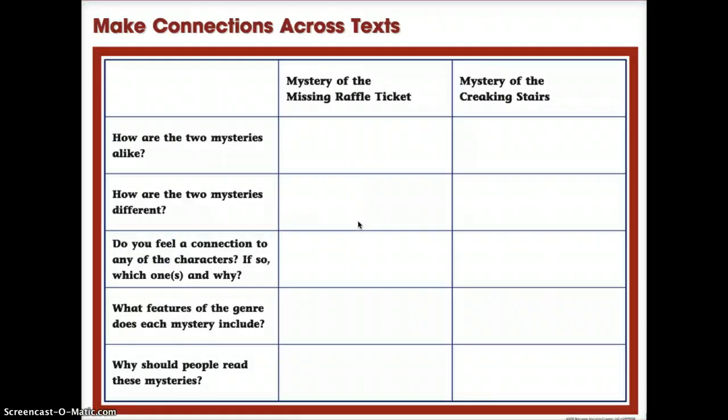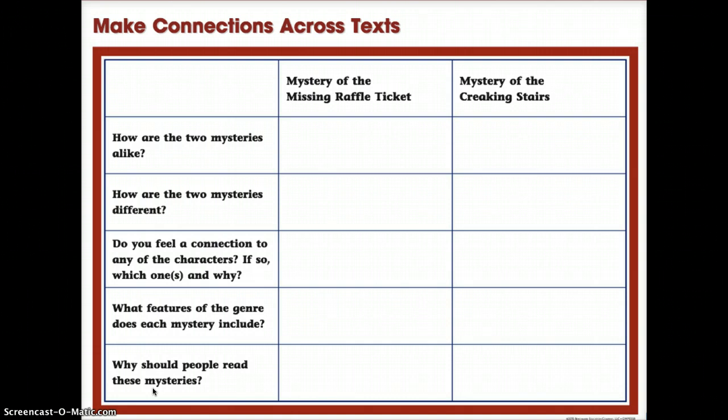And what I'd like you to do is look through the two mysteries, compare the two mysteries, make connections across text. How are the two mysteries alike? How are the two mysteries different? Do you feel a connection to any of the characters? If so, which ones, and why? What feature of the genre does the mystery include? And for this, you might have to go back to the second page, I think, with the bubble map, and then why should people read these mysteries? So if you can think about something, why would people read that?